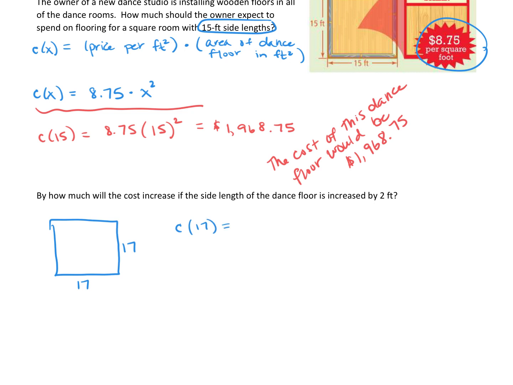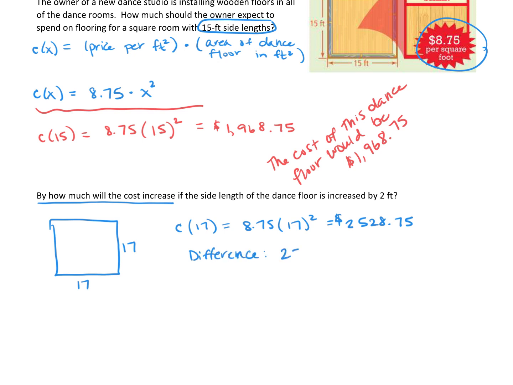We'll just use the same function we wrote before, the 8.75 times 17 squared. When we multiply that out, we get 2,528.75. That is a cost, so we'll put a dollar sign on that. Now, the question is, by how much does the cost increase? So we want to find the difference between the two.